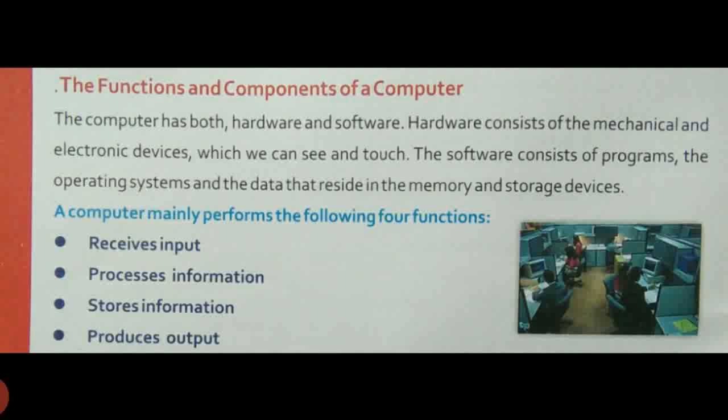A computer mainly performs the following four functions. We have already taken examples of these functions, but I'm telling them again in short. First, it receives the input from the user. Second, it processes the information received as input. Third, it stores the information after processing. And fourth, it produces the proper output on the screen.